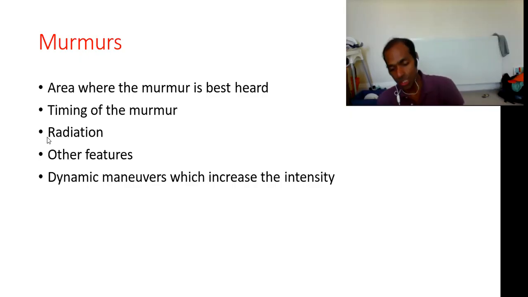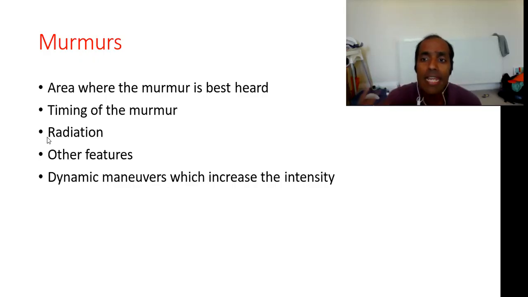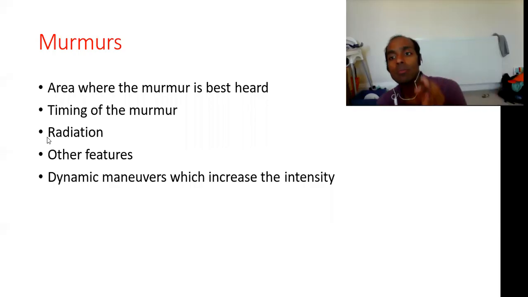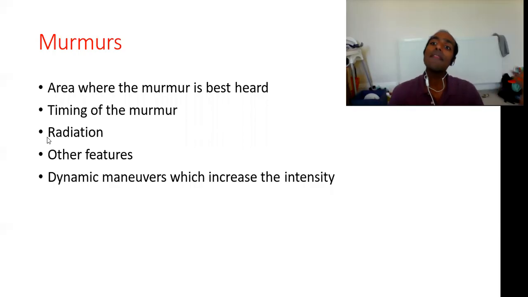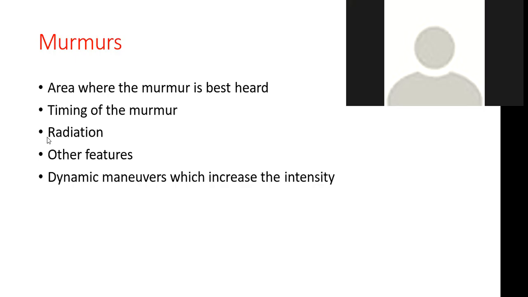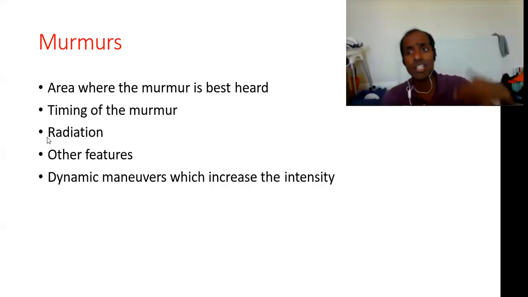Third thing is radiation. What does radiation mean? Radiation means that you can hear the murmur in the same intensity in another area. Underline the words same intensity. You can hear the murmur in the same intensity in another area. Then there might be certain other features. For example, the character of the murmur: rumbling, blowing, tearing. There are various words that we use. Crescendo, decrescendo.